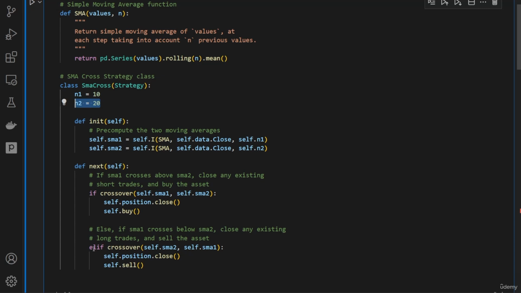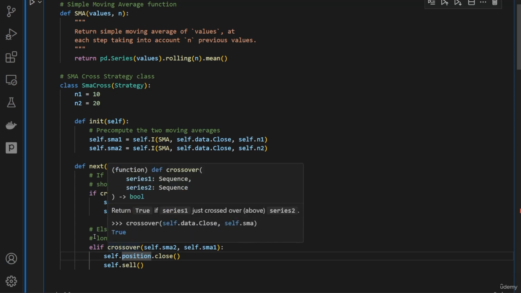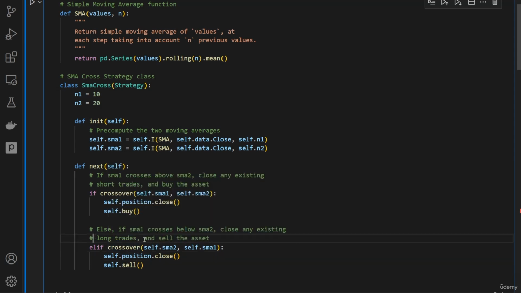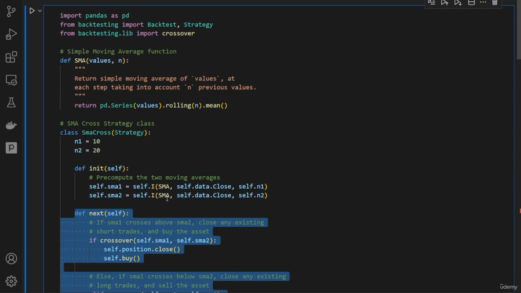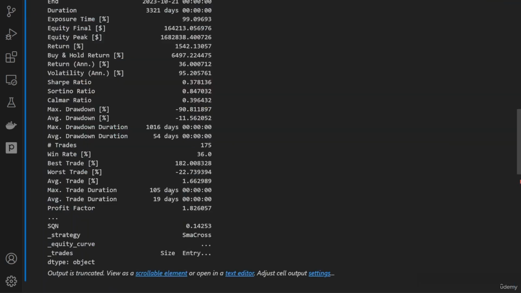In the opposite direction, if the crossover is SMA2 on top of SMA1, so SMA1 is going below and pushing SMA2 up in the downtrend, in this case we close the long trades and we sell the asset. We go short because we have a downtrend. So that's it. This is all our strategy. And we will run this cell.